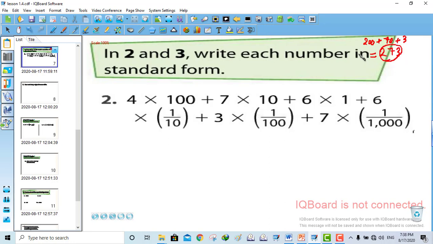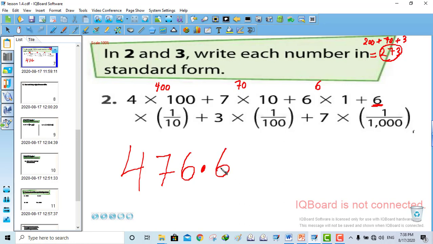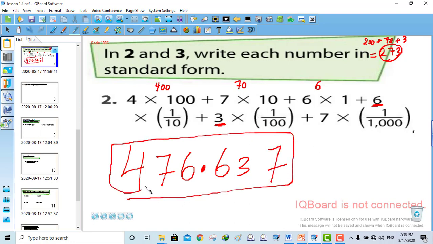We should collect it. So 4 times 100, of course we know 400. And here is 70. And here is 6 in ones place. So hundreds place, tens place, ones place. So it will give you 476. Now, here 1 out of 10 means tens place, hundreds place, and thousand place. So we should use, yes, decimal point. After the decimal point, I should start with the 6. It's in tens. Then after 6, hundreds, 3. And thousands, the last one is 7. So this is our number in standard form.